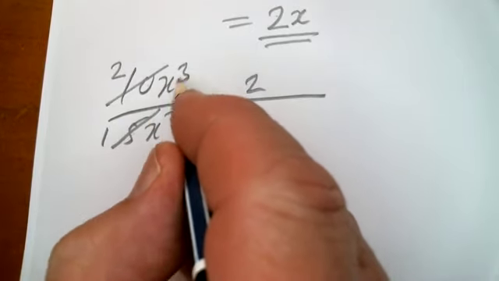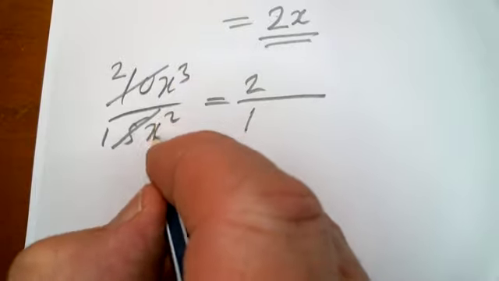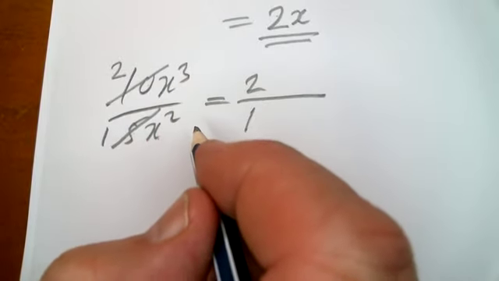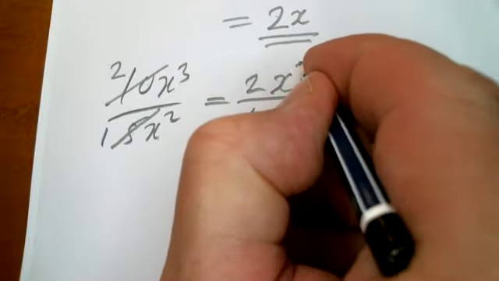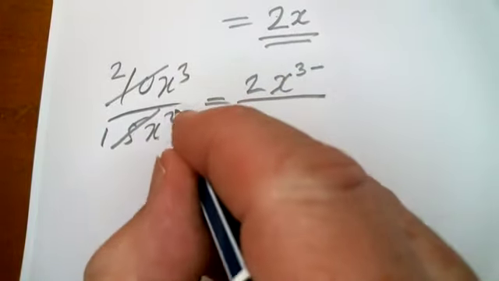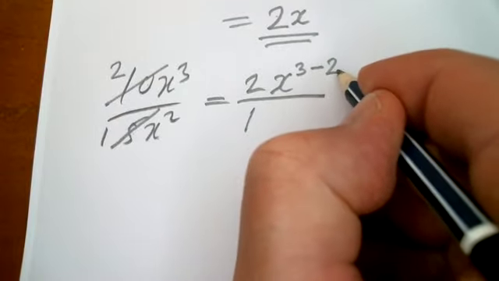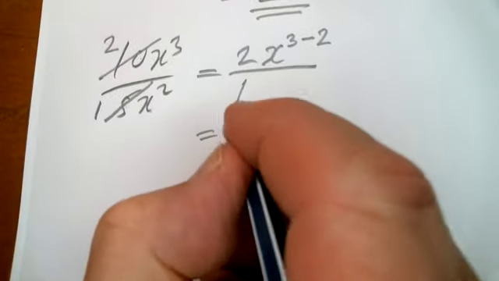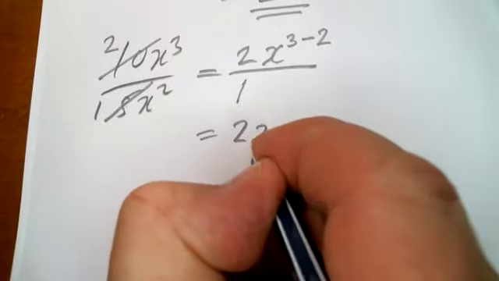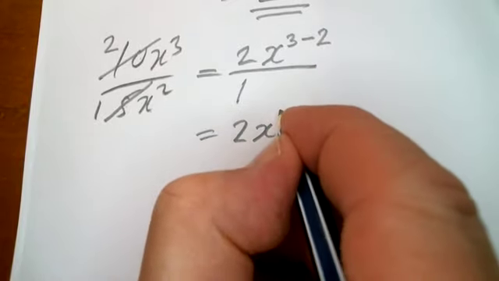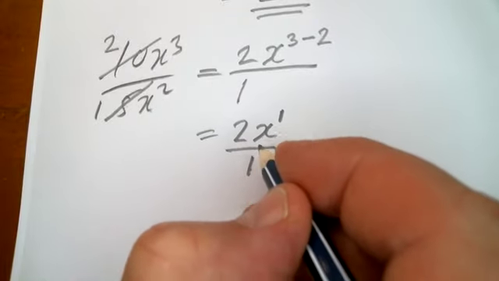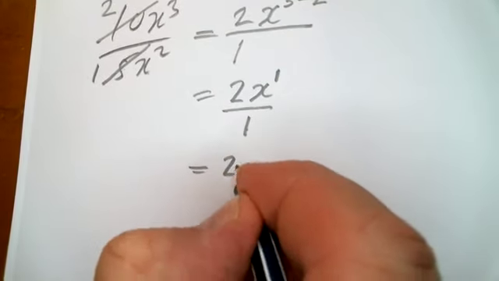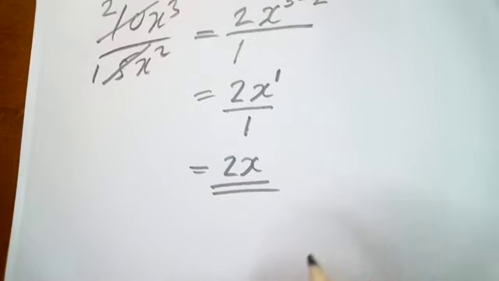Now I've got an x cubed and an x squared. Well, when I've got the same base, and we have got the same base, I can just subtract the powers. So really I've got 2x to the 3 minus 2. So that's going to equal 2x to the 3 minus 2 is 1. I could write a 1 there, all over 1. Well, I don't need to write the ones, so I could just leave that as being 2x as an answer. And that's my solution.